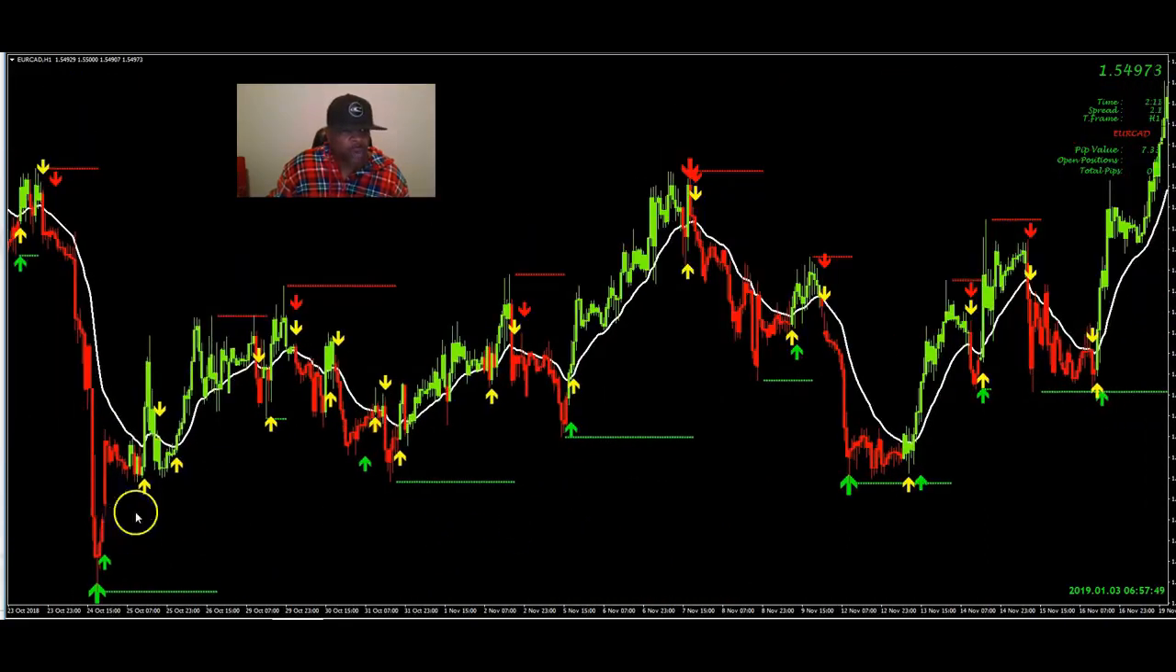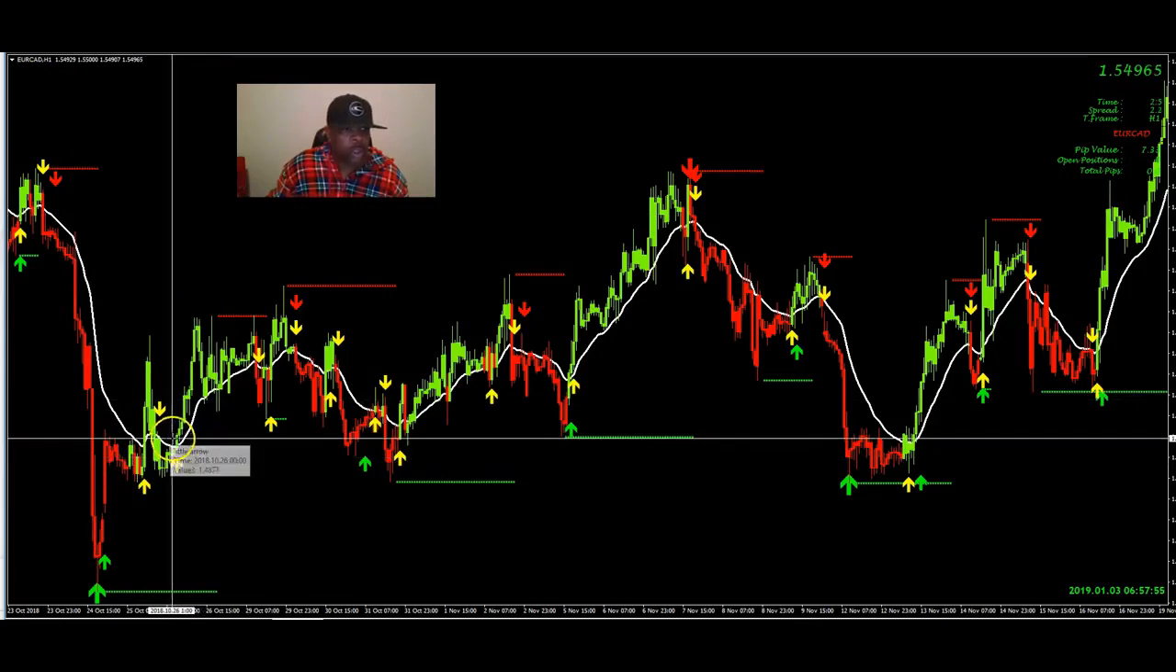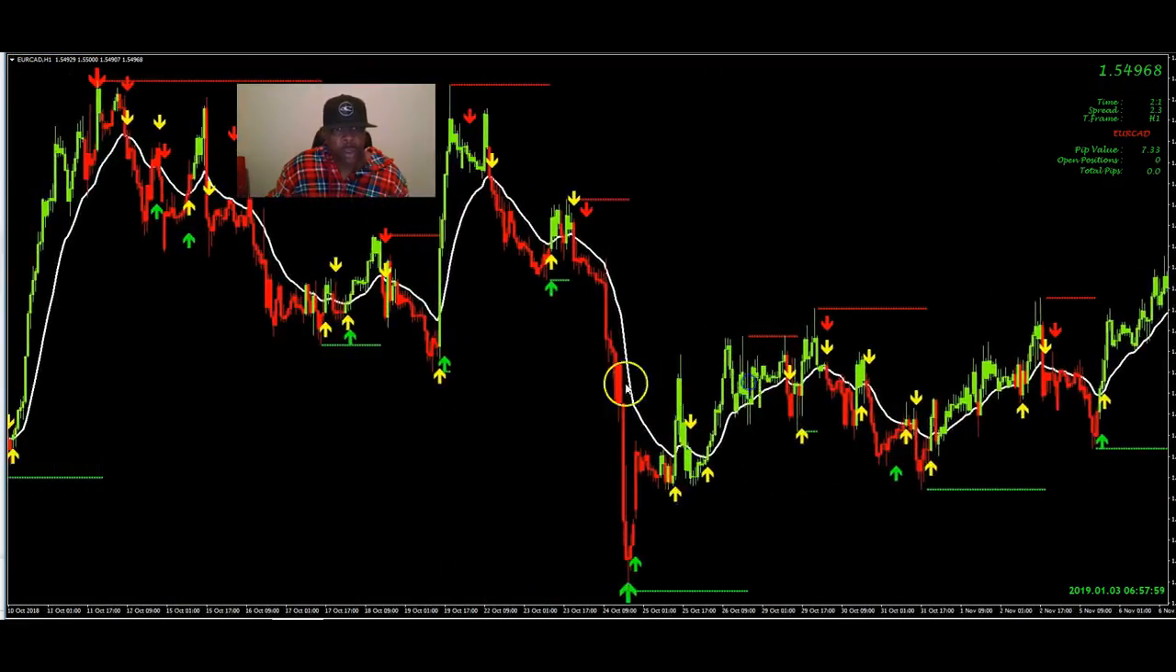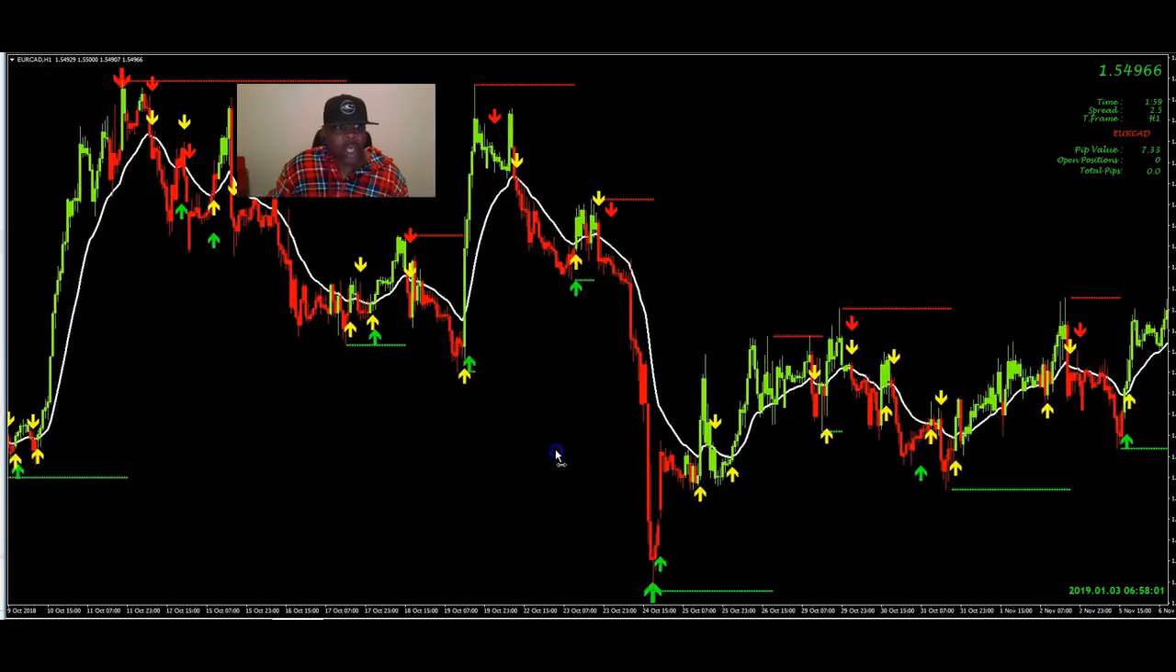Now, this one I don't like when it does this stuff, so I probably wouldn't have taken this trade right here, but it still worked. The point is, it works. Okay? Boom. That was what? Another 138 pips. Okay? Here we go at the top.